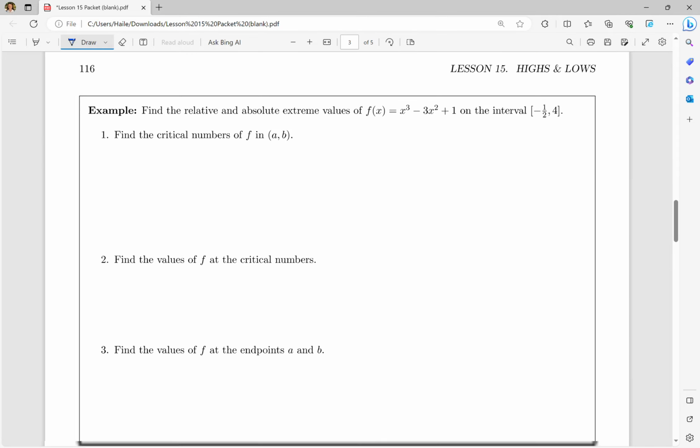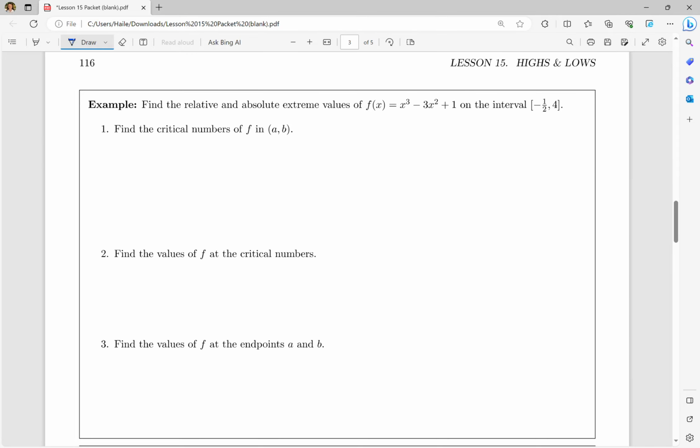All right, so let's dive into an example. We're going to find the relative and absolute extreme values, or extrema, it's the same thing, of f of x equals x cubed minus 3x squared plus 1 on the interval -1/2 to 4. So the first thing we're going to do is find the critical numbers of f in the interval a to b. So a critical number, remember, is f prime of c equals 0, or f prime of c does not exist. So either way, first thing we need to do is find the derivative, period.